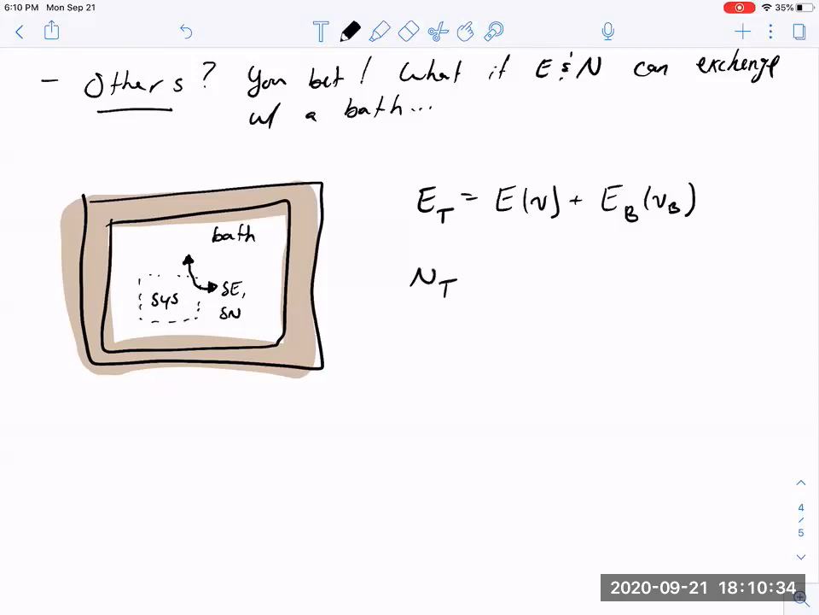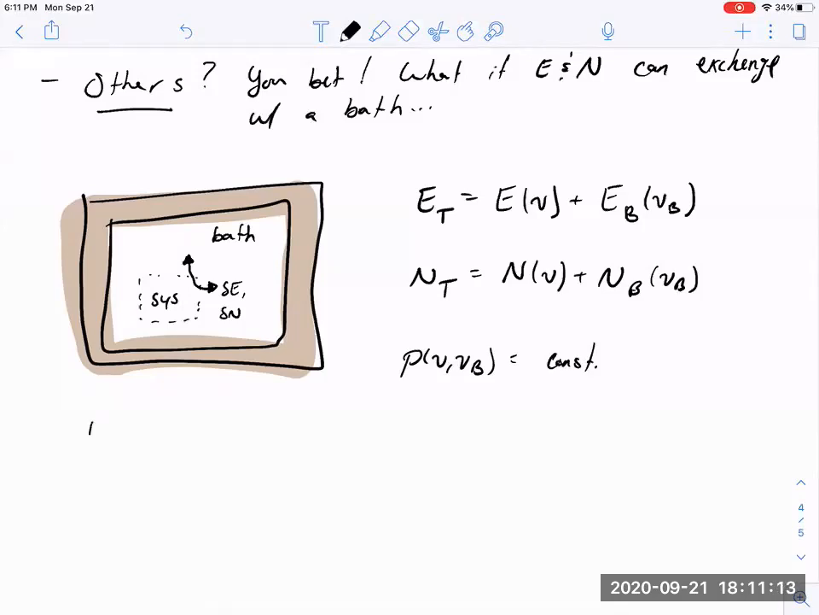Analogously, there is some total fixed number of particles, which is given by a sum of the number of particles in the system, plus the corresponding number of particles in the bath, which we'll denote NB and microstate nu B. Now again, everything in the brown box is an isolated system, so the probability, if I specify both the state of the system and the state of the bath, is just a constant. All states are equally likely.